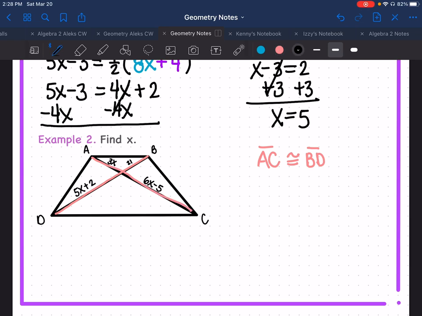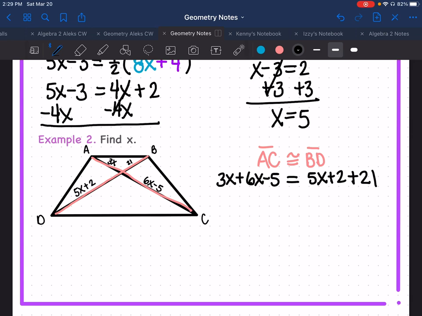So I'm going to take a look at AC first because I put it on the left. And I'm going to say AC is the 3x part plus the 6x minus 5 part. That's going to equal, because that's what congruent means, the BD part, which would be 5x plus 2 plus 21. So I'm going to add the two pieces together. I don't know anything about the pieces. I just know that the whole thing is equal.